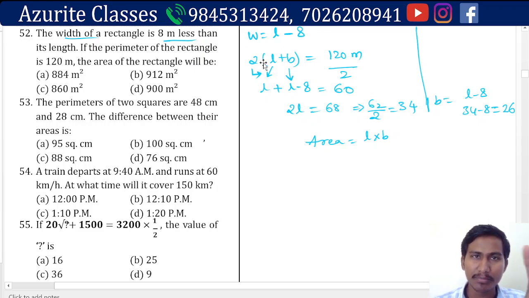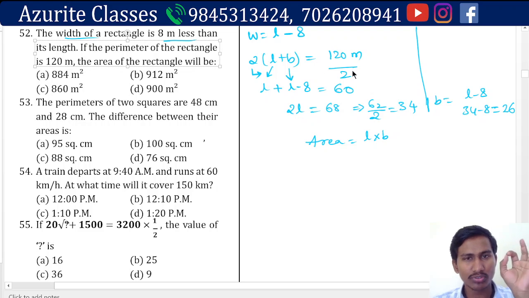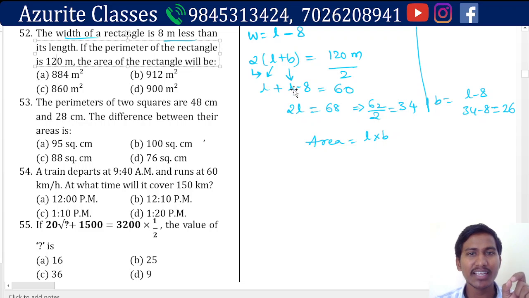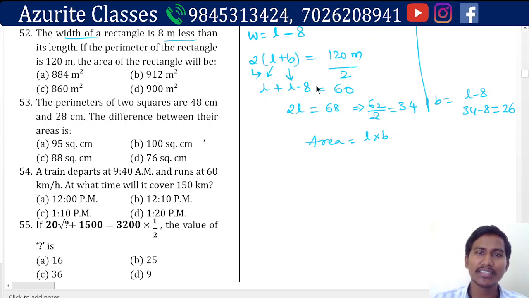So we know perimeter. Perimeter is 2 into (L plus B). So we need to find the length now. So this 2 will go that side and divide it. That is given as 120 meter, right? So divide by 2, and then take length as L. Breadth is length minus 8. Width or breadth, both are same only. So I will write it as breadth only, not to confuse you.